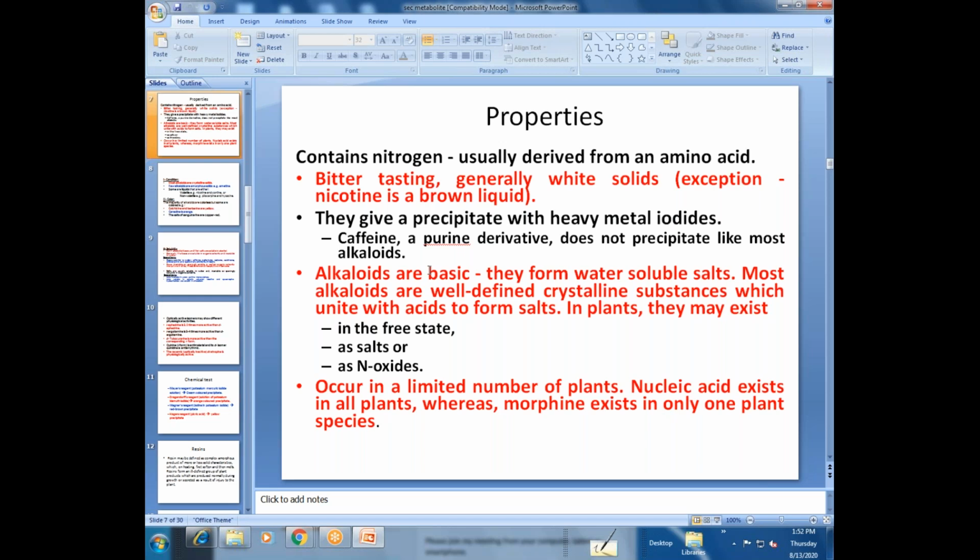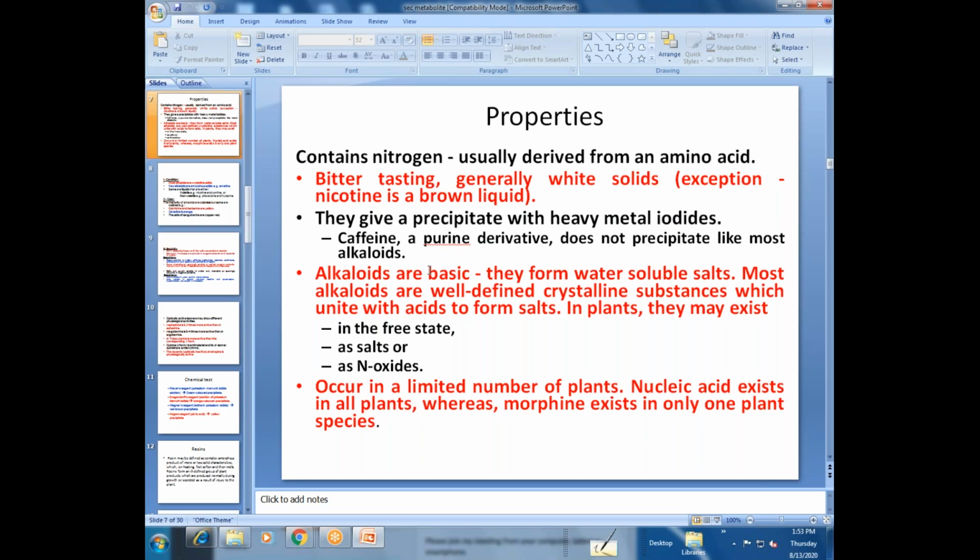Alkaloids are basic in nature. They form water-soluble salts. Most alkaloids are well-defined crystalline substances which unite with acids to form salts. So these are basic in nature and they form water-soluble salts. They are bases, meaning free bases, like sodium hydroxide is a free base. When a base reacts with an acid, it forms a salt, NaCl. In the same way, it is just a free base. It freely reacts with any acids and forms a salt.